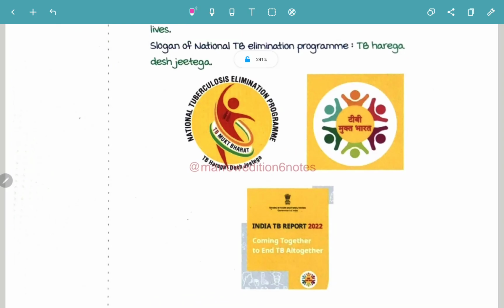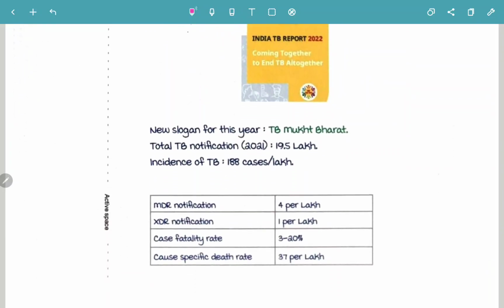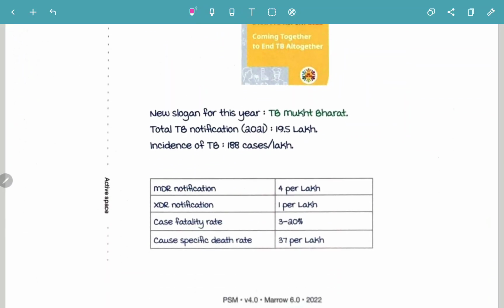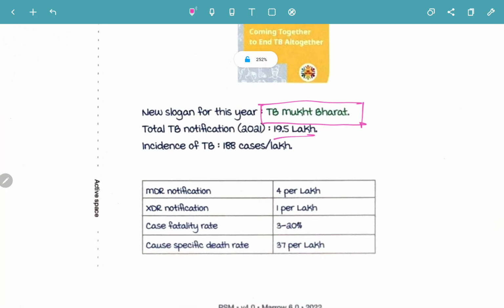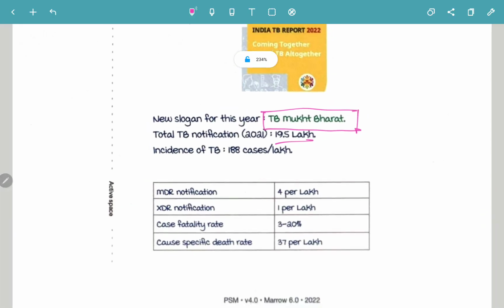So this is the National Tuberculosis Elimination Program logo, TB Mukt Bharat, where the slogan is TB Harega Desh Jitega. The new slogan for 2022 is TB Mukt Bharat. And TB notification in 2021 was 19.5 lakh and incidence of TB is around 188 cases per lakh.